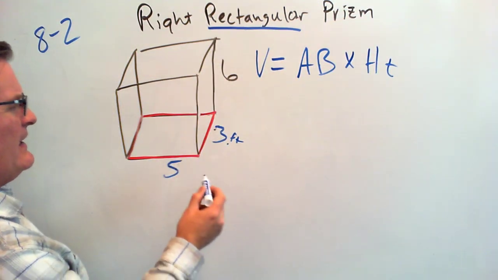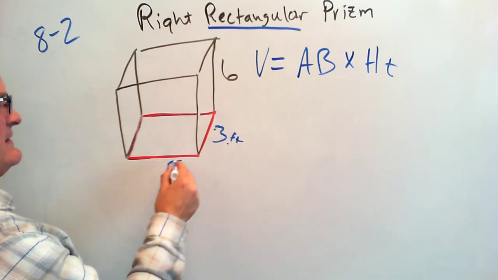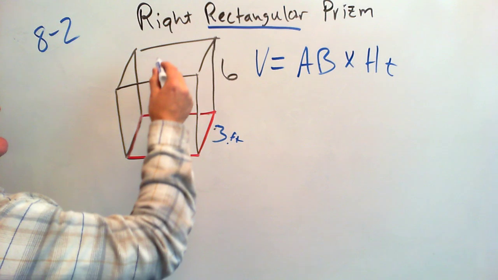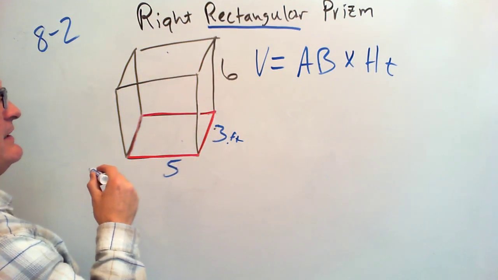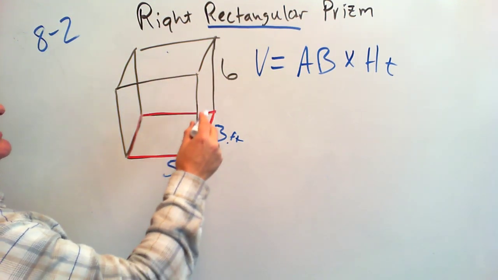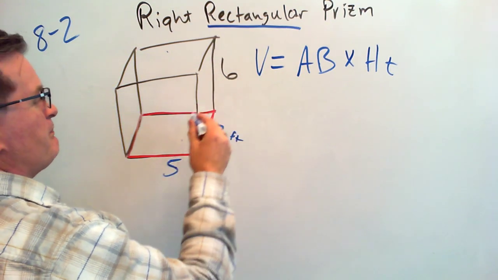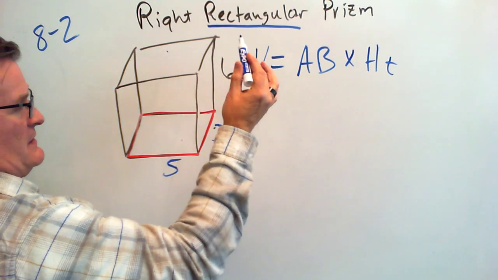In our case, the base is this rectangle, 5 times 3. A base should have a top that's exactly the same. The top will also be a rectangle that's 5 by 3. Doesn't matter to us so much here, but that indicates that it's a right rectangular prism. So let's just find the volume of it.